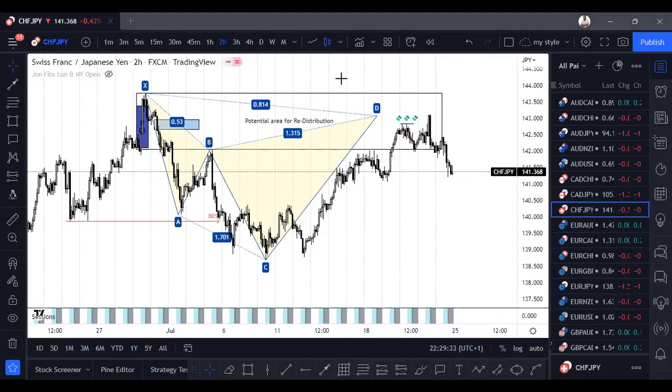If you only trade harmonics, you are good. If you only trade smart money, you are good. If you trade resistance and support, you are good. If you trade wave theory, you are also still good. Anyone at all. But if you know all of them, it gives you an extra confluence.